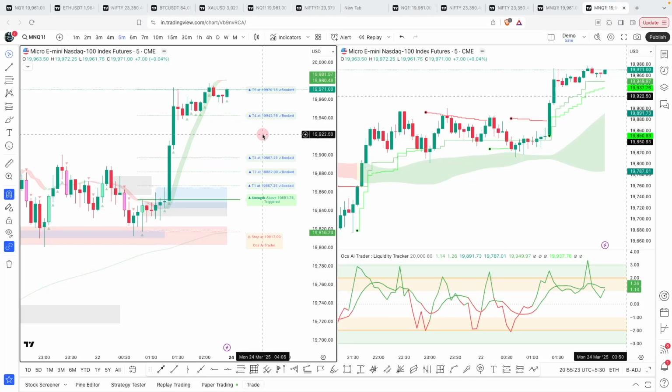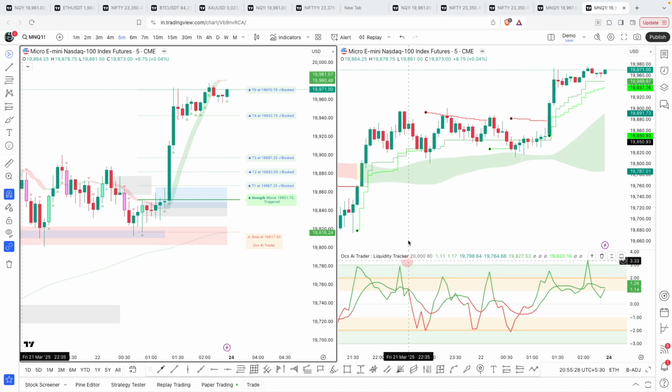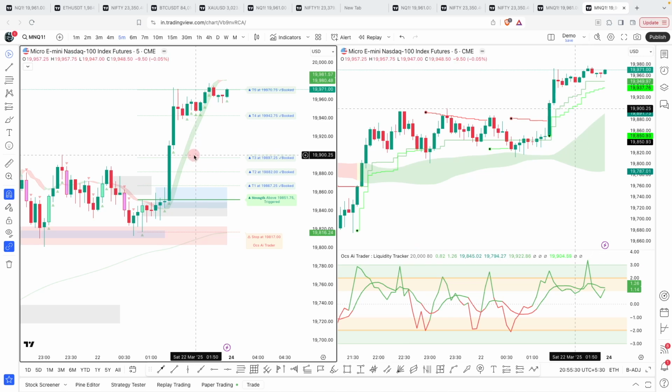Hello traders, today we're going to understand how to use this OCS AI Trader liquidity tracker add-on in sync with our signal generator. So let's start at once. This is the way you should look at the OCS AI Trader whole setup.